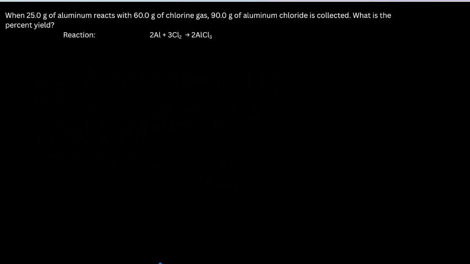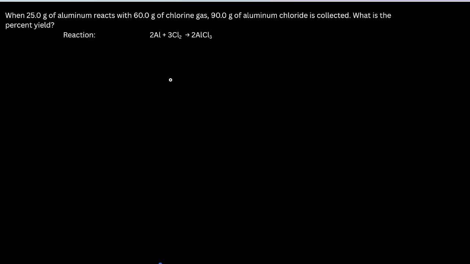The problem says that we have a 25-gram sample of aluminum which reacts with 60 grams of chlorine gas, yielding 90 grams of aluminum chloride, which we collect. So what is the percent yield? We're also given this balanced chemical equation right here. Well, how do we do this?